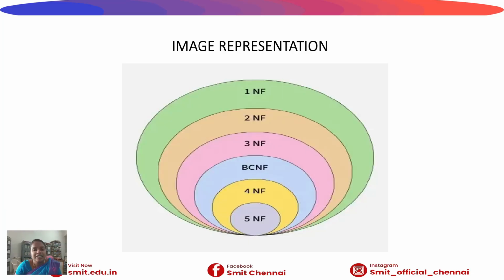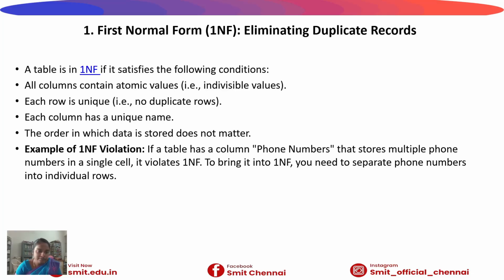See, this is the image representation of the 5 normal forms. The first layer will be first normal form, then second normal form, third, then Boyce-Codd normal form, fourth normal form, and then fifth normal form.